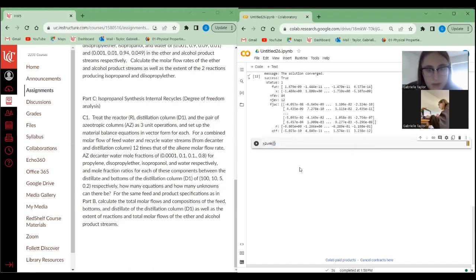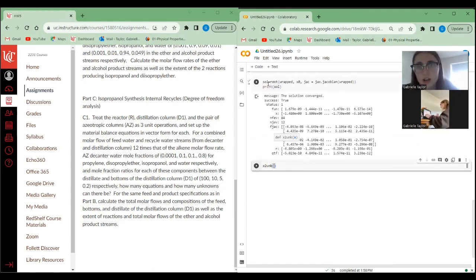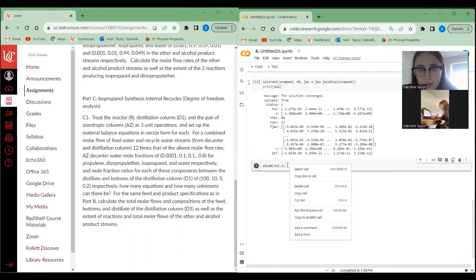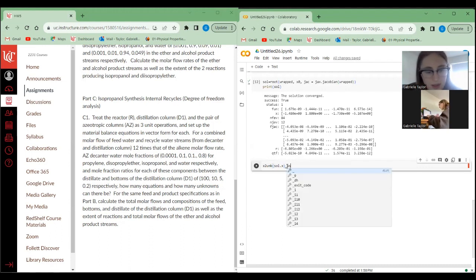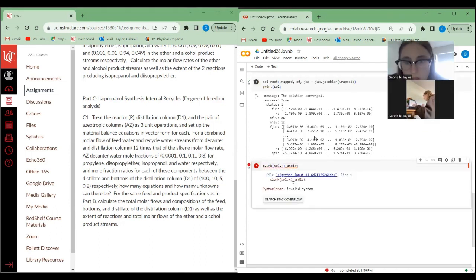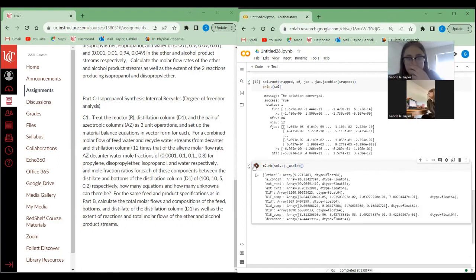And we're going to put in our solution, so I made it equal the solution. So sol equals our root function, so sol.x. This is going to solve the x, and it's going to give us a dict. We need to put a dot here, and then we need to put parentheses here. So this is what we got when we converged it.